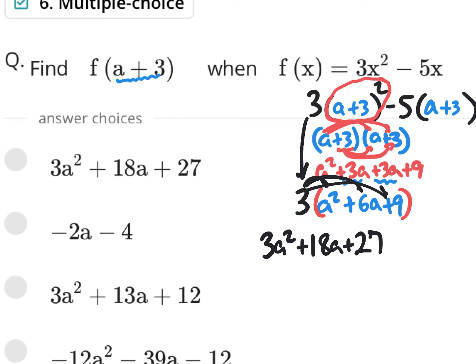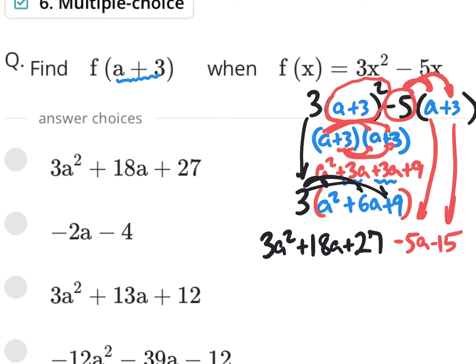Now what do I have over here? I still have the minus 5 that I need to multiply by a, and that'll give me a negative 5a. I need to also take that minus 5 and multiply by positive 3, giving me a negative 15. And again, I wrote that negative 15 down there. So what do I have left?